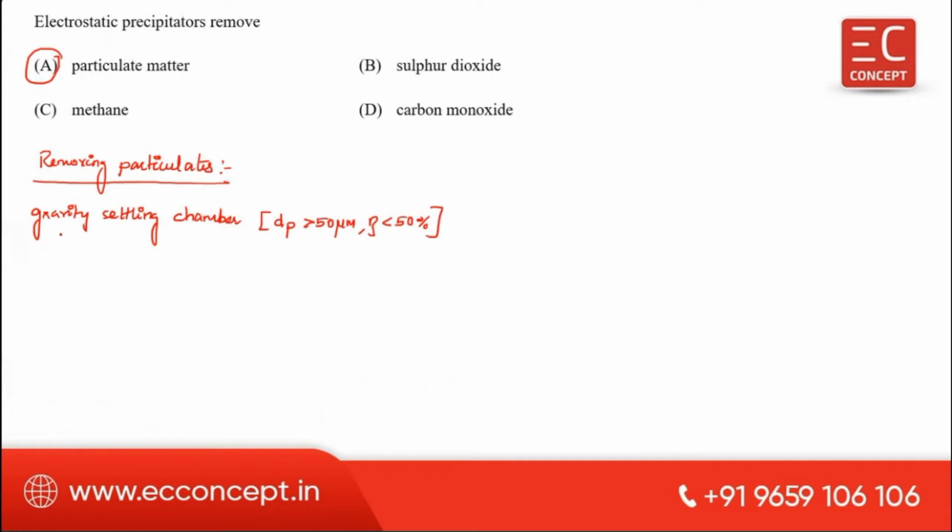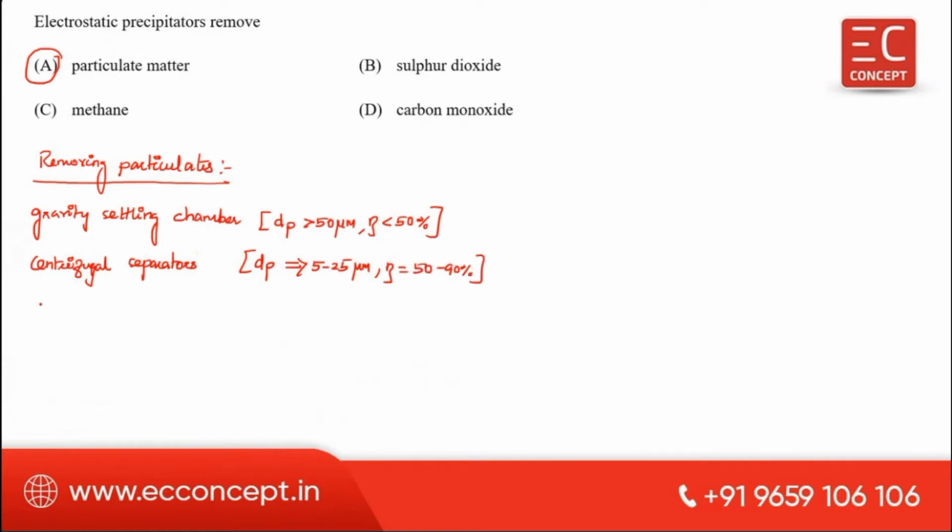Second one is centrifugal separators. In this it is able to remove the particle size dp in between 5 to 25 micrometer and the efficiency is equal to 50 to 90%.